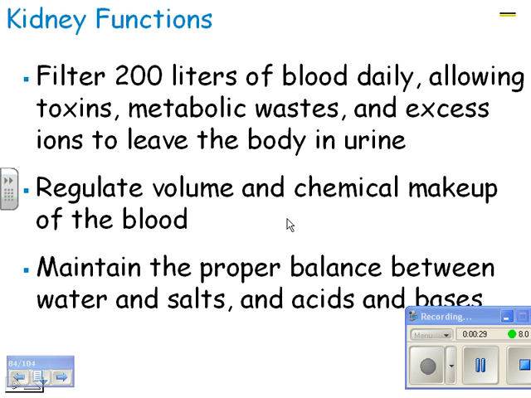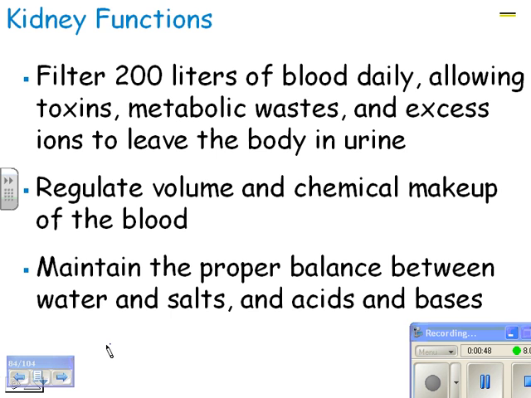And another function of the kidneys is to regulate the volume and the chemical makeup of the blood. So if there's too much of one thing or another in the blood, the kidneys will take that out. And if there's not enough of something in the blood, the kidneys will make sure not to take any extra out. It'll also maintain the proper balance between waters and salts and acids and bases. So aside from just making your pee, it has a lot of functions in maintaining homeostasis in your body, making sure all the proper levels of everything are in your blood.